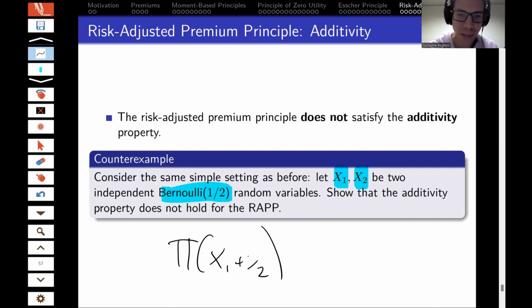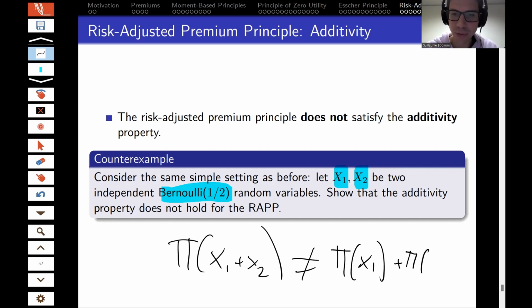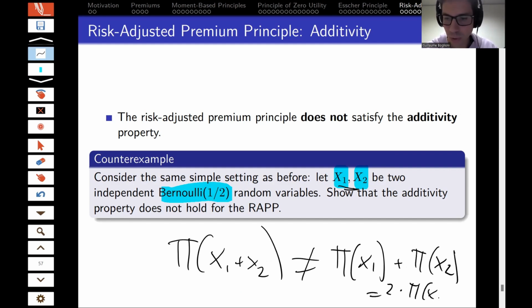So you show that this is not equal to the premium of x1 plus the premium of x2. Of course, here they're identically distributed, so the premium of x1 plus the premium of x2 is also twice the premium of x1. Okay, so let's do that now.